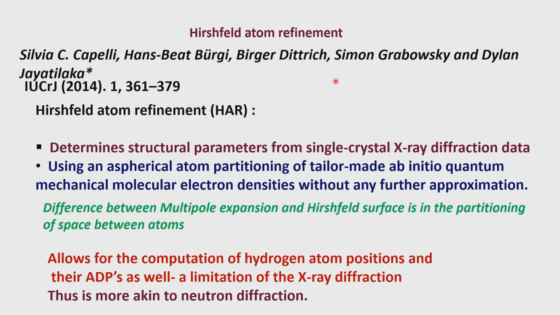But before we go for such examples, I just wanted to introduce the other aspect which is now becoming very popular. This is known as the Hirschfeld atom refinement. In this particular case, what is done is to determine the structural parameters from single crystal diffraction data with very accurate possibilities, of course, independent atom model. So the structural parameters are from the independent atom model. And then we use the aspherical atom partitioning of tailor-made ab initio quantum mechanical molecular electron density. A big word, big phrase.